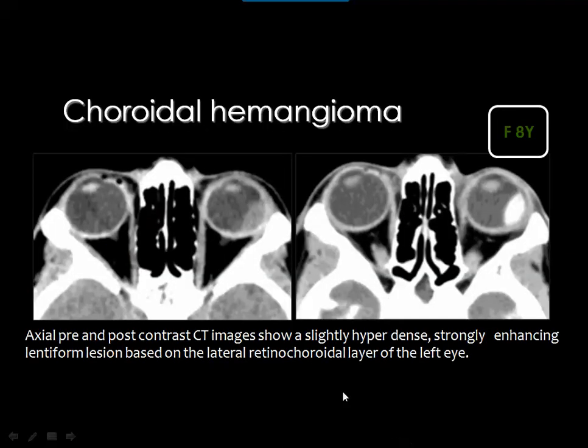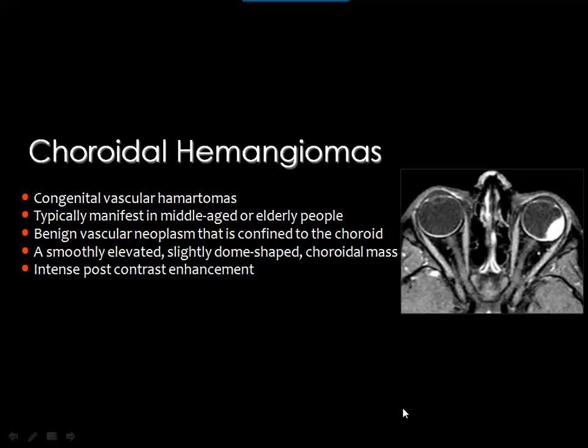And if you look here, this is the choroidal hemangioma in a child. The lesion before contrast injection looks like this, and after injection of contrast it shows intense homogeneous contrast enhancement. This is the choroidal hemangioma. It is a congenital vascular lesion, usually manifesting in middle age or elderly people, but can be seen also in the pediatric age group.